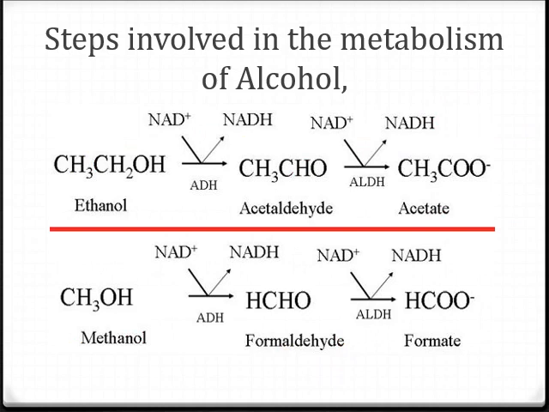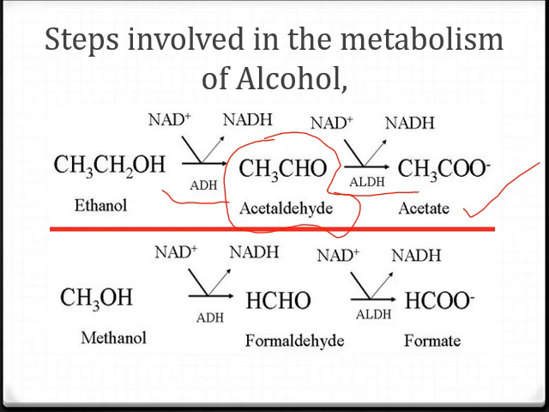Okay, this figure explains the steps involved in the metabolism of alcohol. You can see two enzymatic reactions, alcohol dehydrogenase and aldehyde dehydrogenase. Initially, ethanol undergoes the alcohol dehydrogenase reaction, the oxidation of ethanol to form an intermediate that is highly toxic, acetaldehyde. But this acetaldehyde can immediately undergo another oxidation by the aldehyde dehydrogenase enzyme to produce acetic acid.